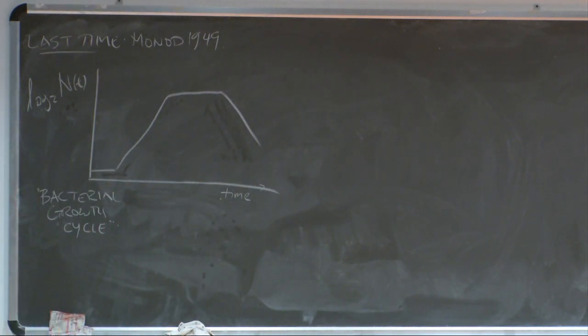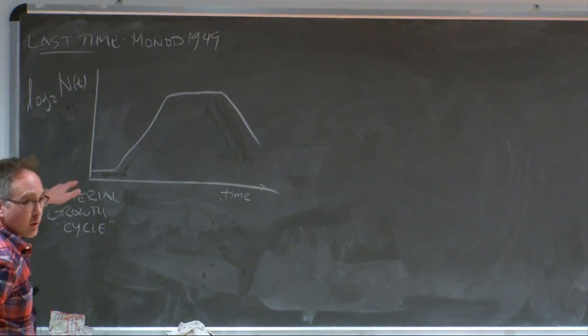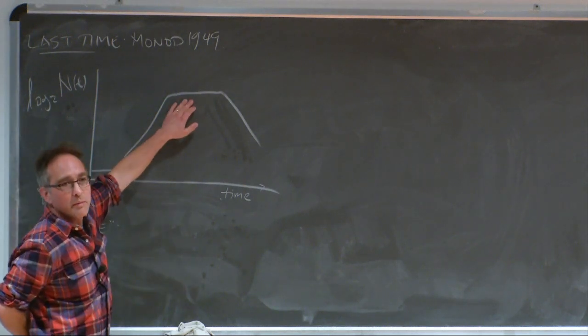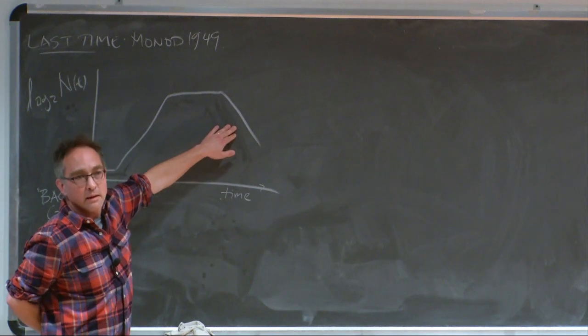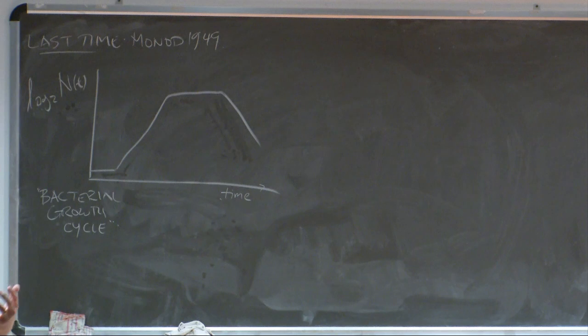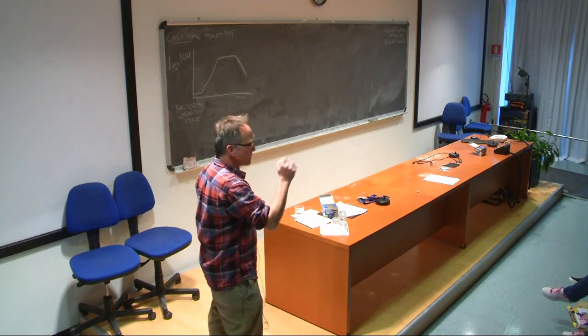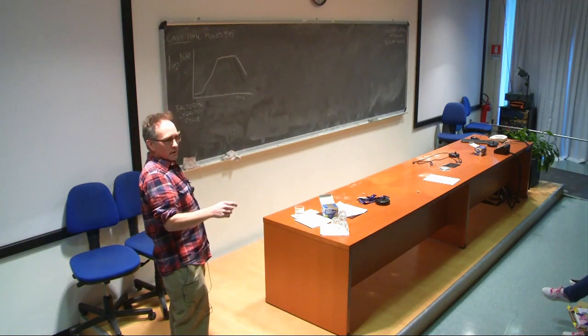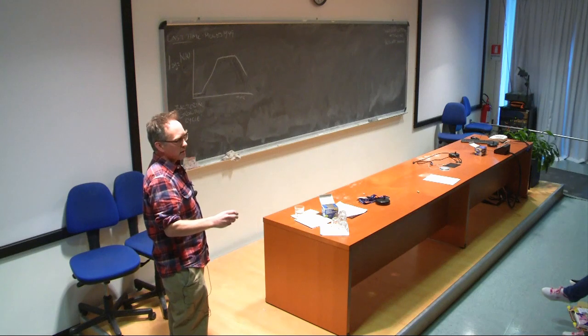Perfect. So this looks like a lifetime, right? You're going from birth to maybe old age to death. And that's how people were viewing it, as an intrinsic property of the bacterium, this life cycle. But there's something magical that's going to happen in 1957, and we'll come to that in just a moment. Any other questions?